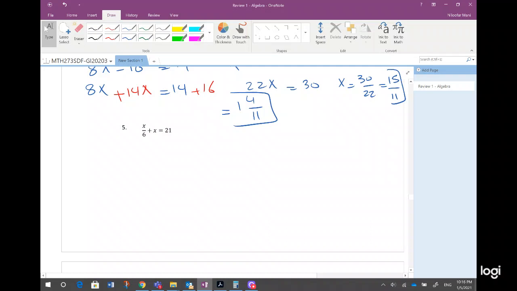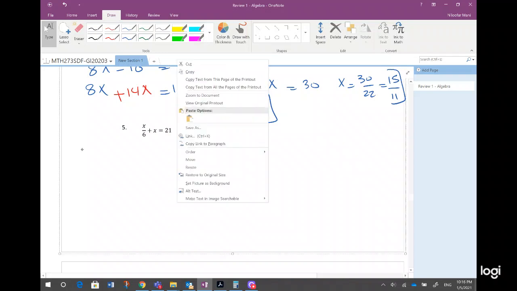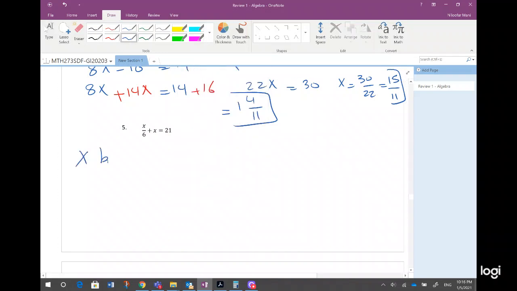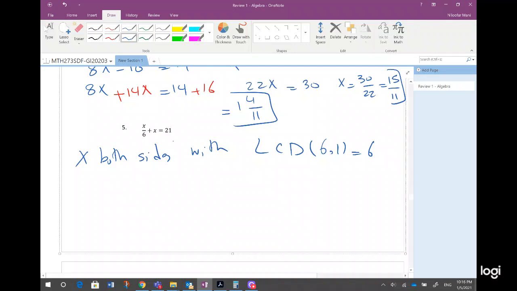So my recommendation, which works for all of them, even the one that you did cross multiplication, is this: multiply both sides with the least common denominator of all the denominators. Here is 6 and 1, which is 6. So I have to multiply both sides with 6. So it is x over 6 plus x equal 21.